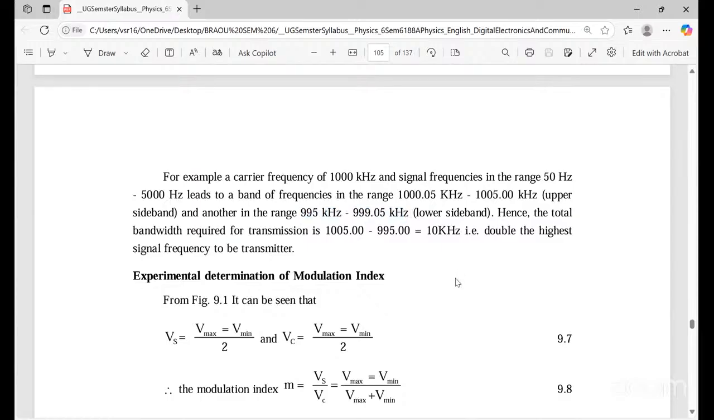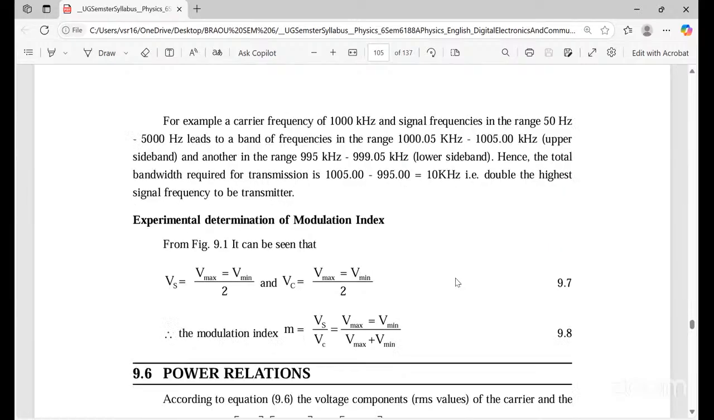So the total bandwidth of the transmission of the signal, by subtracting, you get only 10 kilohertz: 1005 kilohertz minus 995 kilohertz. What is the value? Only 10 kilohertz. That is double the highest signal frequency to be transmitted.